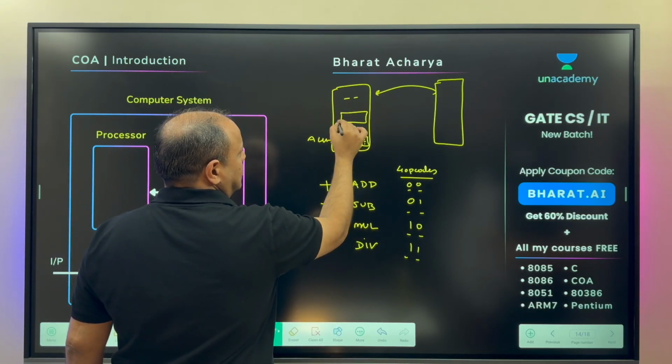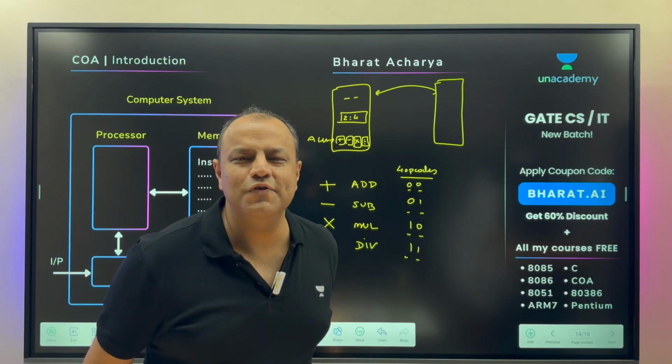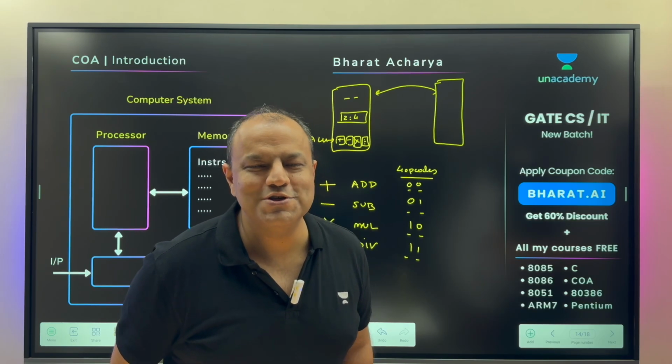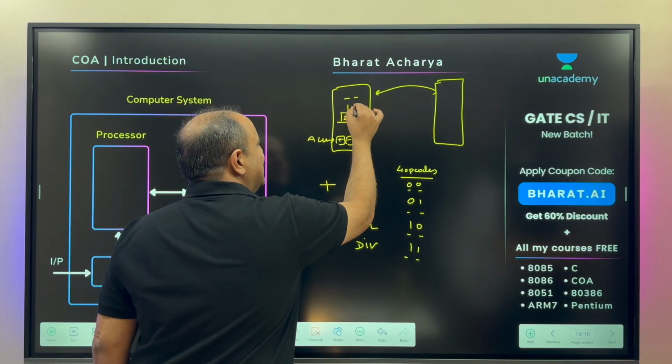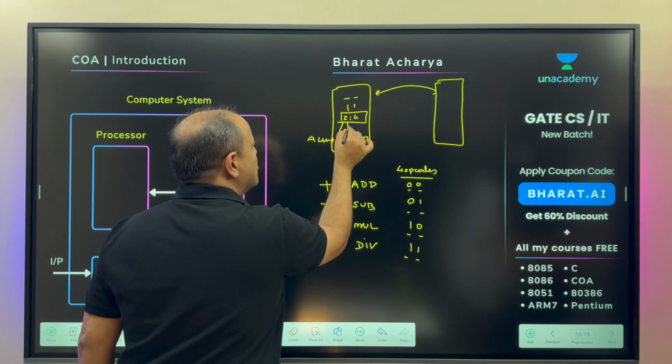It has a 2:4 decoder. What does a 2:4 decoder do? Even if you've not learned decoders, come on, use your God-given brain. What does a 2:4 decoder do? It decodes, which means it understands, it listens. There are 2 inputs, there are 4 possible outputs.